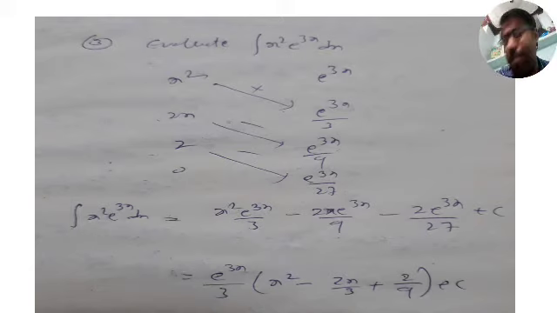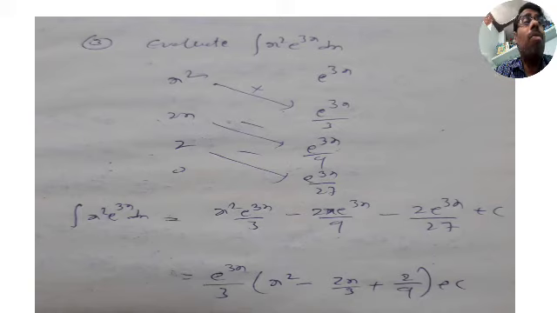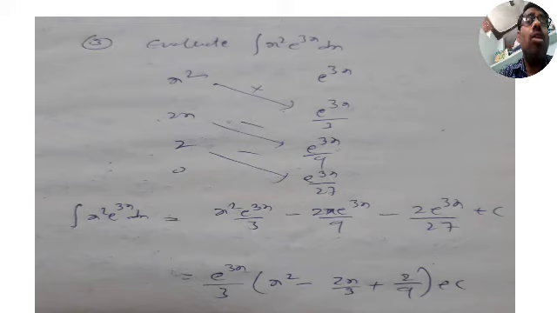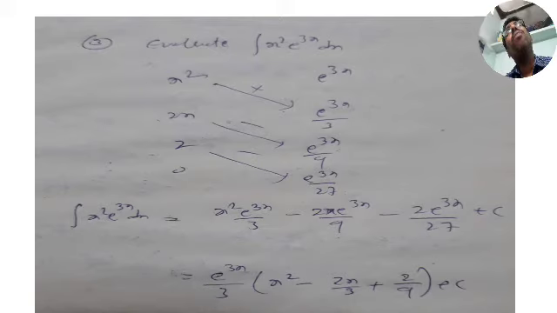So anyhow, what is the problem? You see, integration of x square into e power of 3x dx. So product of two functions, among them one is algebraic, therefore straight away you can apply Bernoulli rule. So x square is algebraic function and e power of 3x is exponential function. So now the algebraic function comes first in the order.